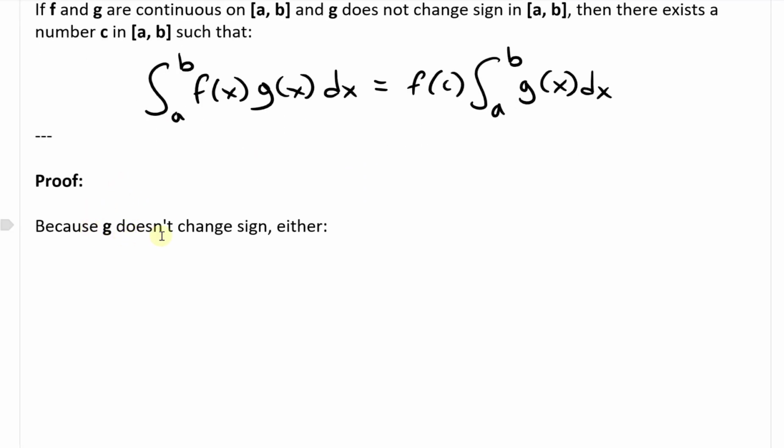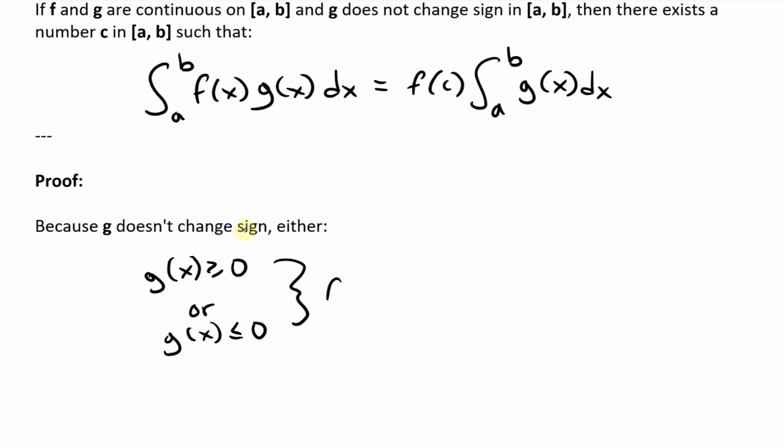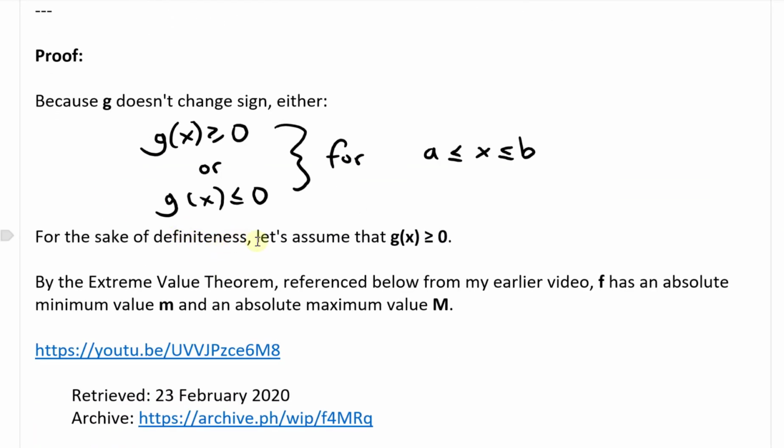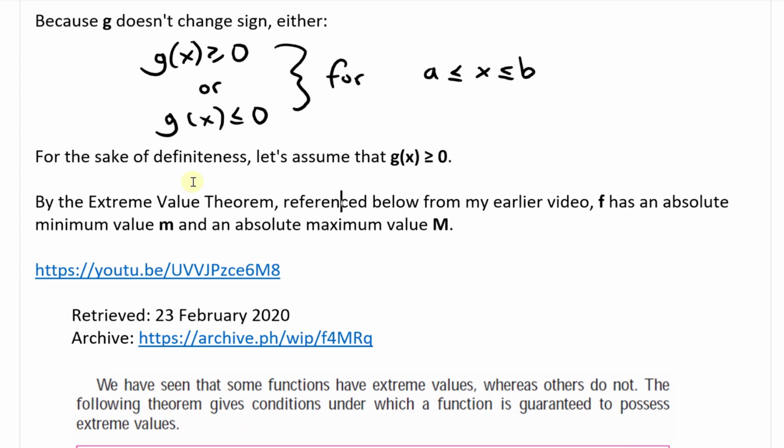First of all, because g doesn't change sign, either g(x) is greater than or equal to 0, or g(x) is less than or equal to 0, for x in the interval from a to b, that is, for x greater than or equal to a and less than or equal to b. Alright, now that we have this out of the way, for the sake of definiteness, let's assume that g(x) is greater than or equal to 0. So let's consider this case.